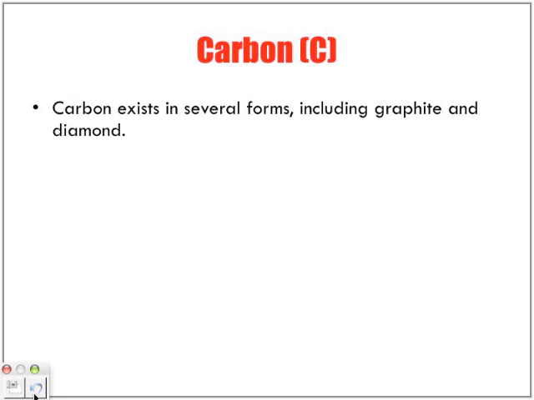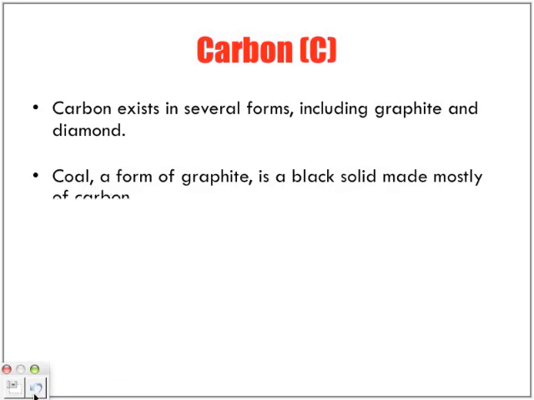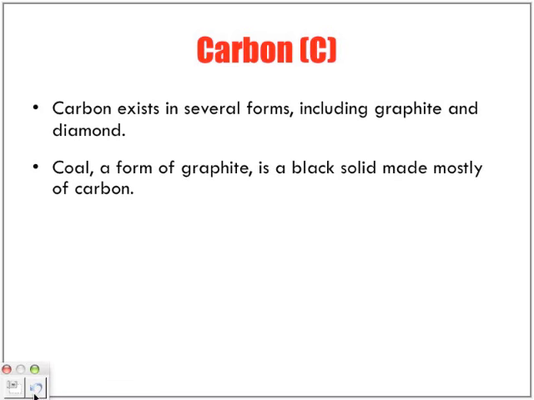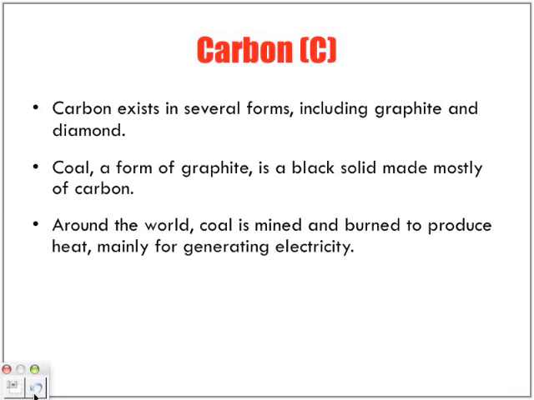Carbon exists in several forms, including graphite and diamond. Graphite is found in your pencils, right? It's not lead that's found in pencils. It's no longer lead, it's actually graphite. A lot safer. Coal, a form of carbon, is a black solid made mostly of carbon. People use coal. If we think of the Industrial Revolution back in the 1700s, they discovered that we can heat for a longer period of time using coal, right? Coal that's mined and burned helps produce heat.